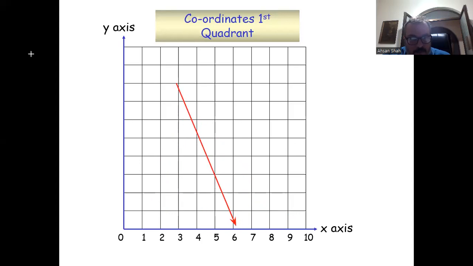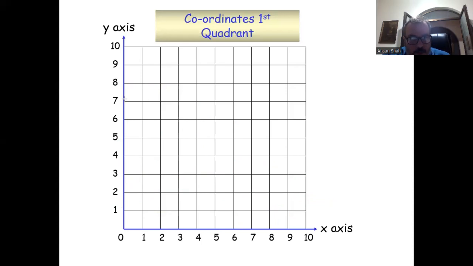And along the y-axis, y values increase vertically. And as you can see over here, the y values are increasing from 1, 2, 3, 4, 5, 6, 7, 8, 9, 10. So how do we plot a coordinate on this axis, in this plane?